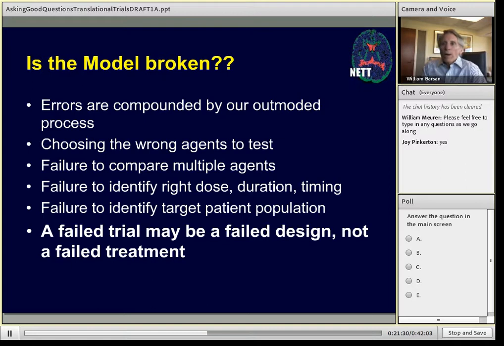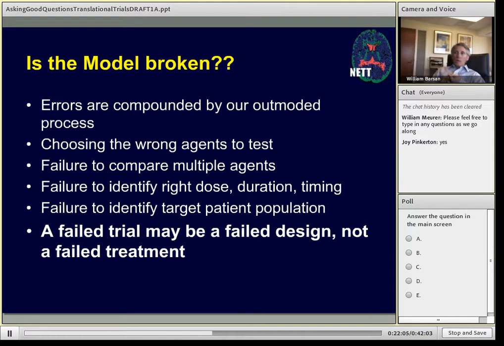So is the model broken? I think that it is. I think that we compound our errors by our outmoded process. I think sometimes we're choosing the wrong agents to test. I think we're failing to compare multiple agents. I think very often we're not getting the right dose, the right duration, the right timing, or the right patient population. And so the worst part about all this is that some of these drugs that have failed for neuroprotection, I'm not at all convinced that basically they don't work, because a lot of the problems we might have is not really a failed trial, but a failed design.